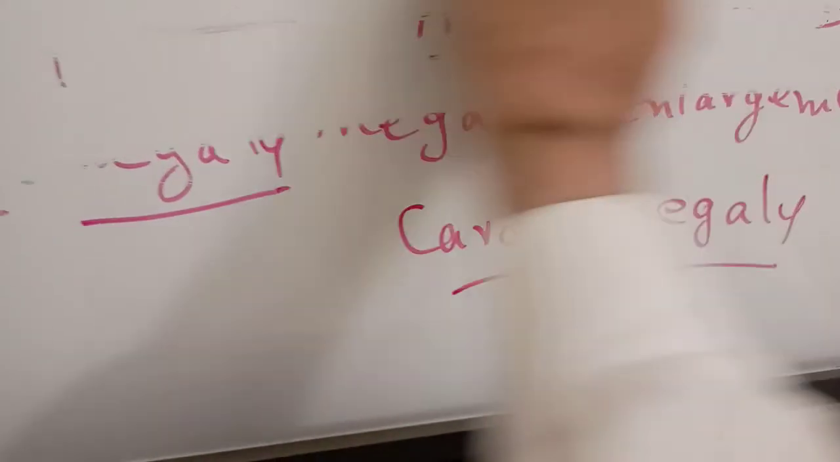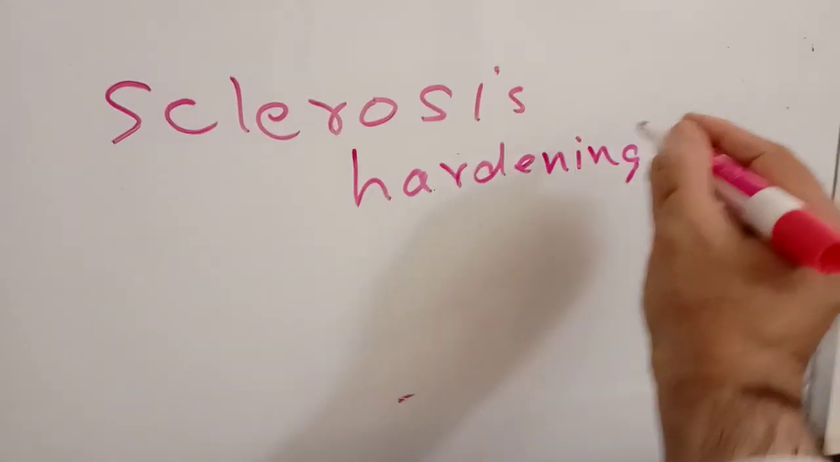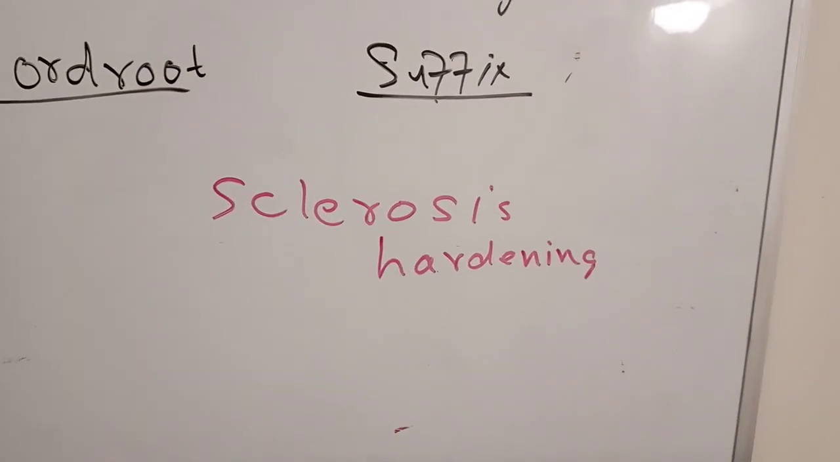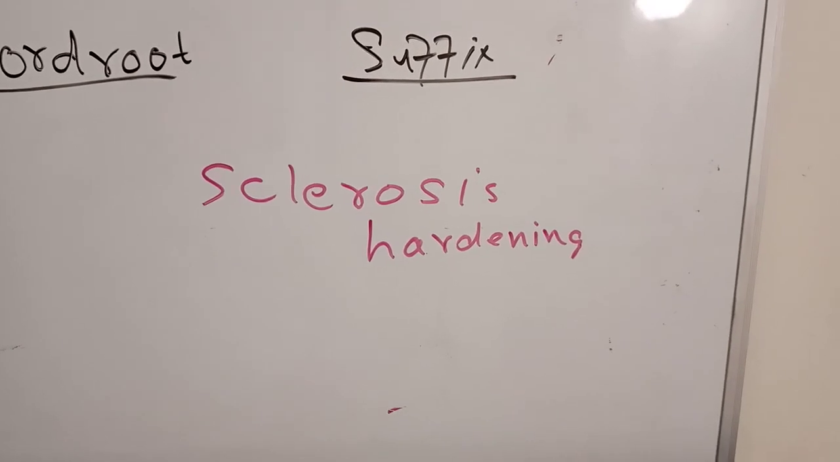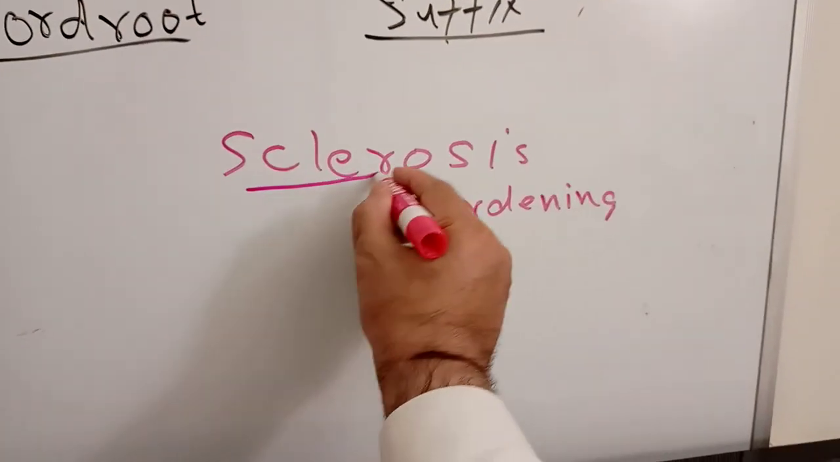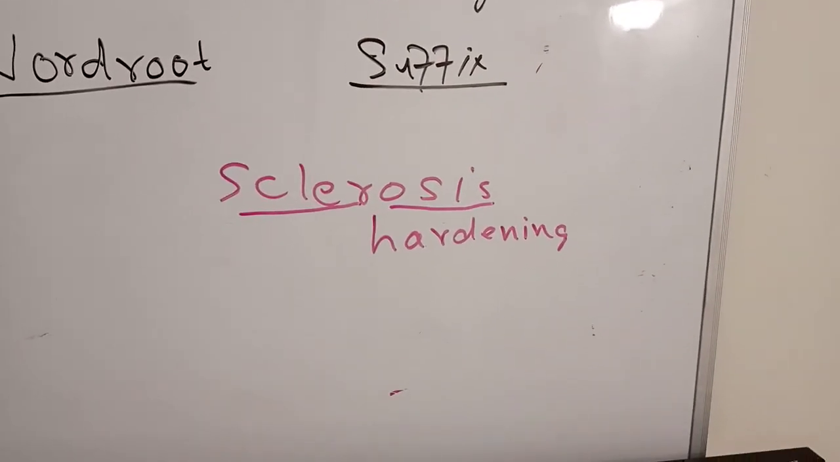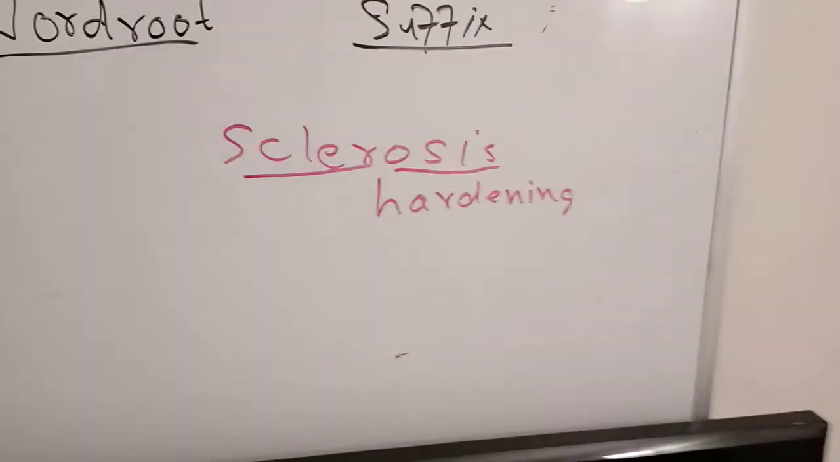Next word is sclerosis. It means hardening. Something has become hard abnormally due to some disease. Scler means hardening, osis means abnormal condition. It means abnormal condition of hardening.